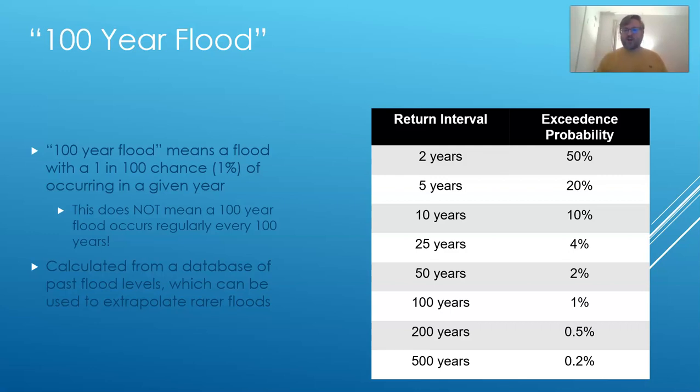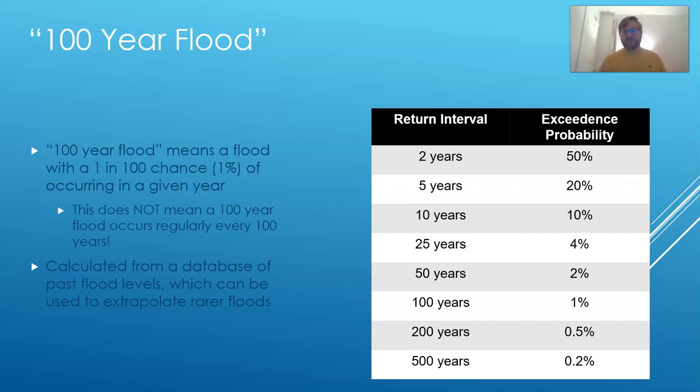So if you have a return interval of 2 years, so you have a 2-year flood, that has an exceedance probability of 50%. So if a 2-foot high flood is a 2-year flood, that means it's got a 1 in 2 chance of happening each year. 1 in 2 chance converts to 50% probability. A 5-year flood would be a flood that has a 1 in 5 chance of happening each year, and you can convert that fraction. That's a 20% chance of happening each year.